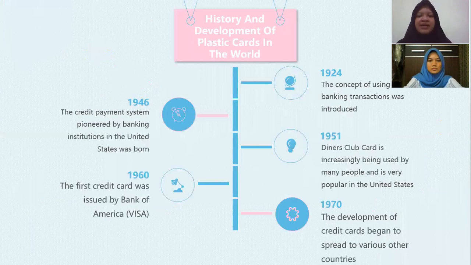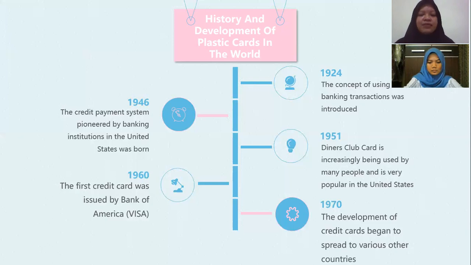The second material is history and development of plastic cards in the world. In 1924, the concept of using cards in banking transactions was introduced. A few years later, this method of using the card was followed by 100 banks around the world. Starting in 1946, the credit payment system pioneered by banking institutions in the United States was born. Banker John Biggins of Flatbush National Bank of Brooklyn created this system under the name Chargit.